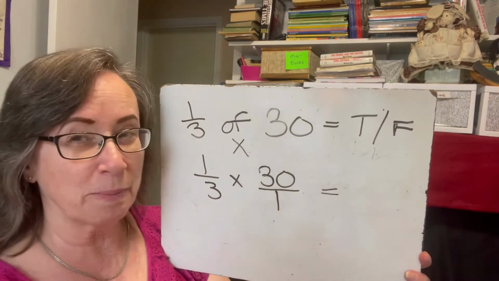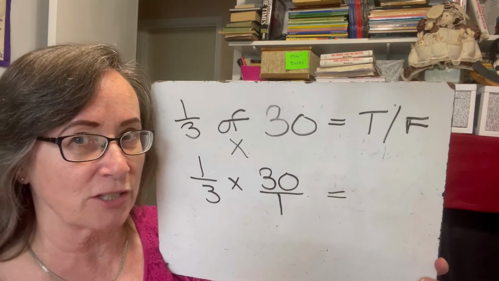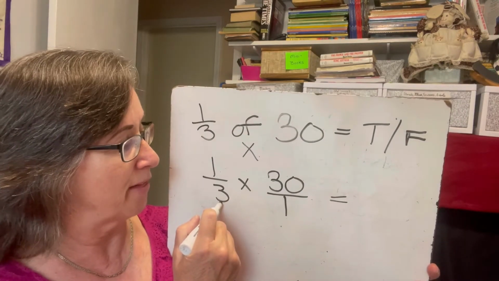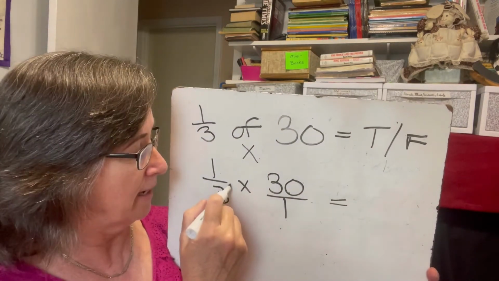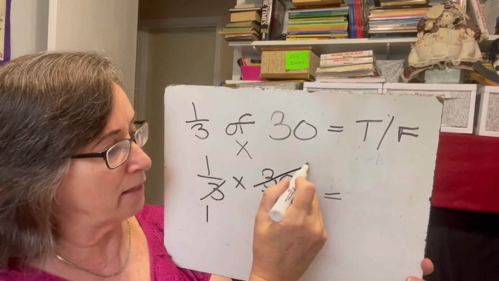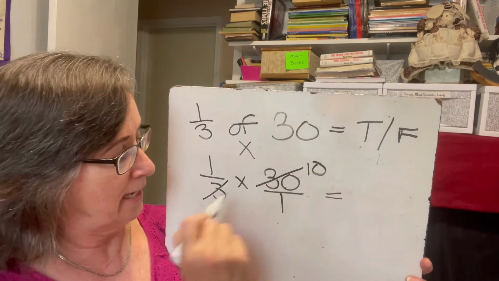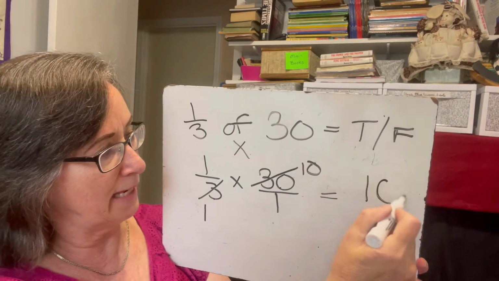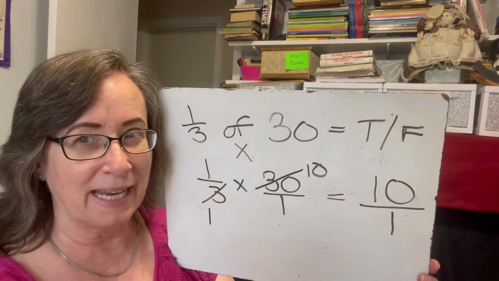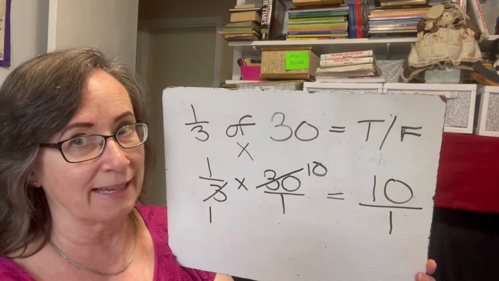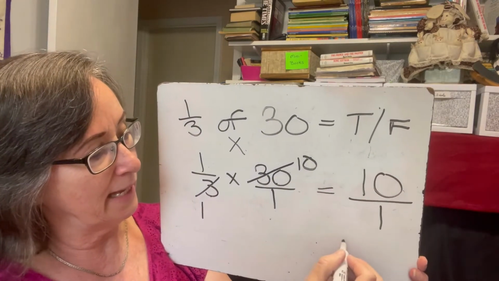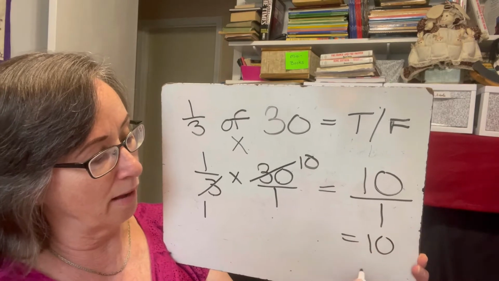Remember that when we multiply, we can cancel first, and that often makes things much easier. So I'm going to look and say, well, does a 3 go into 30? And it does. So I'm going to divide this by 3 and give me 1. I'm going to divide this by 3 and give me 10. 1 times 10 is 10. 1 times 1 is 1. And when we have a 1 in the denominator, then it really is just an integer, or in this case, a natural number. 10 is the number of true false.